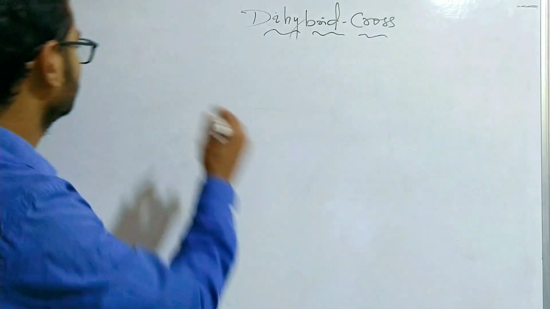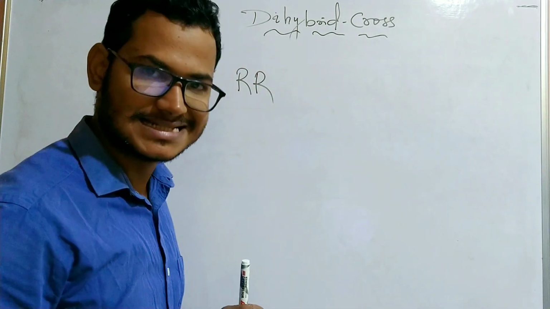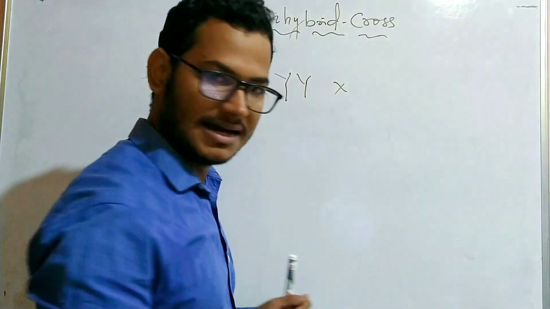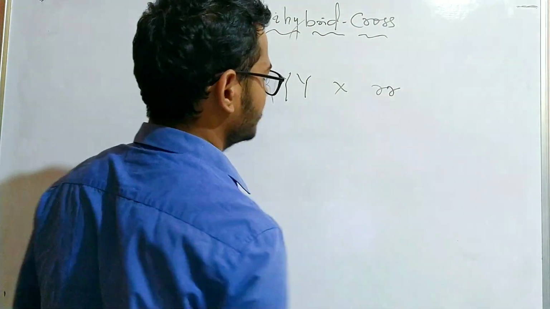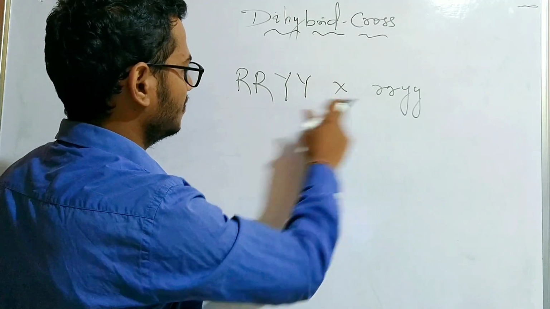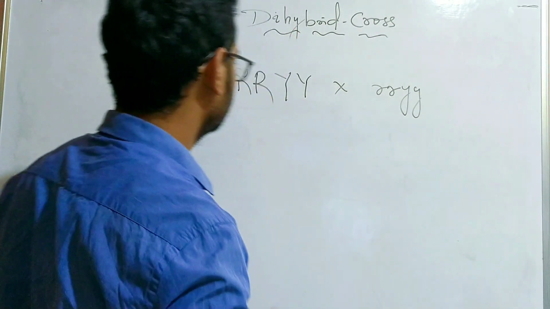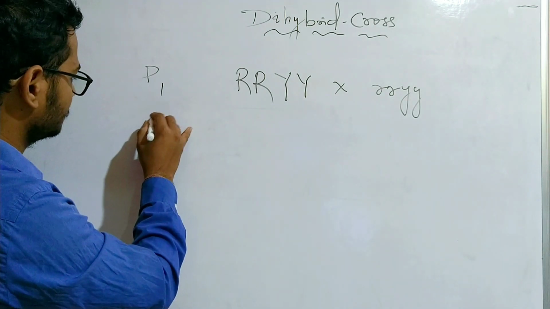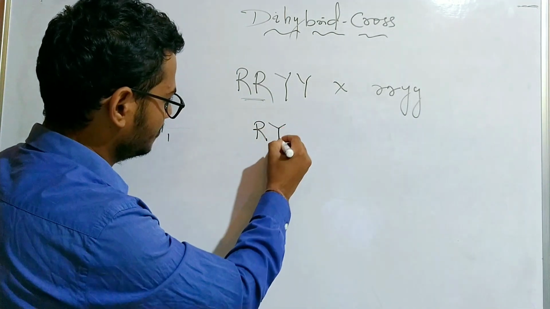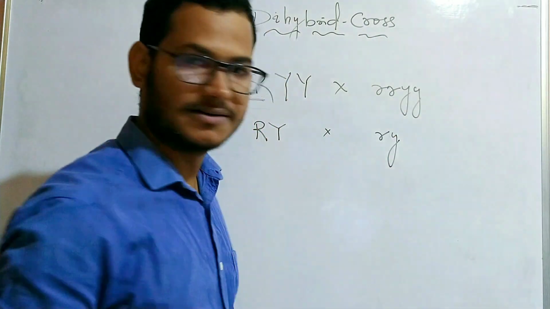Okay, so let's see how he took these two characters for his experiments. In the dihybrid cross, we have the parents, one with a round seed, round in shape and yellow in color. He crossed it with another plant having a seed wrinkled in shape and green in color. We have small r for wrinkled and capital R for round, and capital Y for yellow color and small y for green color. Now let's see what the gametes will be. From here we have capital R for the round shape and capital Y for the yellow color, and from the other we have small r for wrinkled shape and small y for green color.